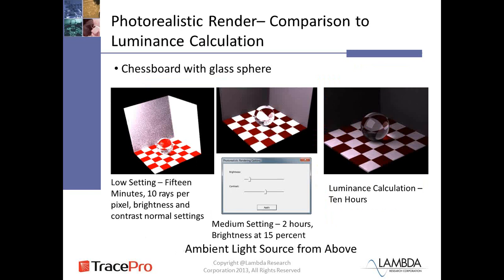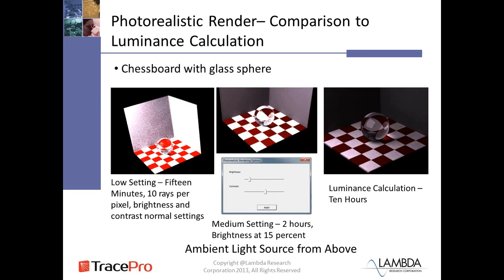Well, we have a classic case that we've been using for almost, I'd say, several years for doing luminance calculations and photorealistic renders. And what we did was we went back to one of the luminance calculations that take about 10 hours. And this is just a sphere on a chessboard. And what I wanted to show was the photorealistic rendering option that allows you to set the brightness and the contrast. So we've got a chessboard with a glass sphere, and I show three different ray traces or renders.